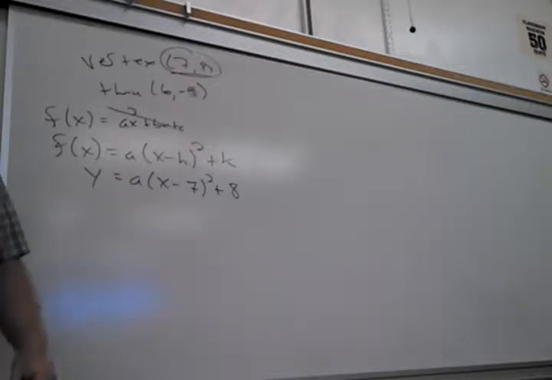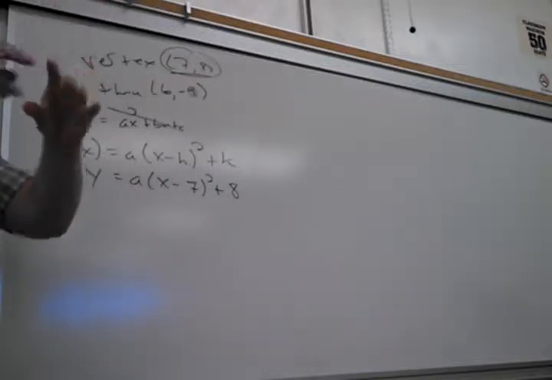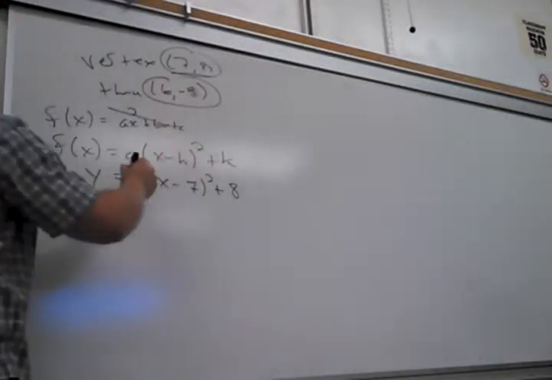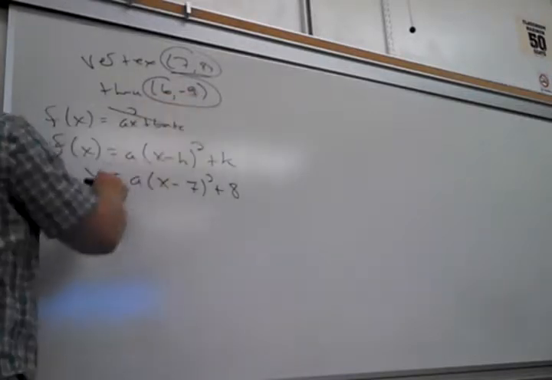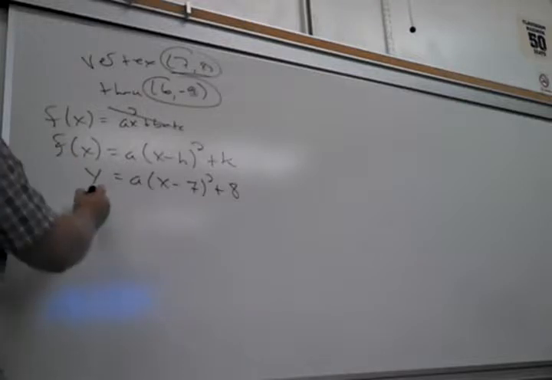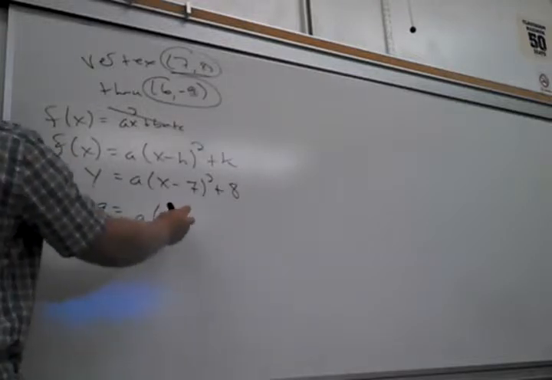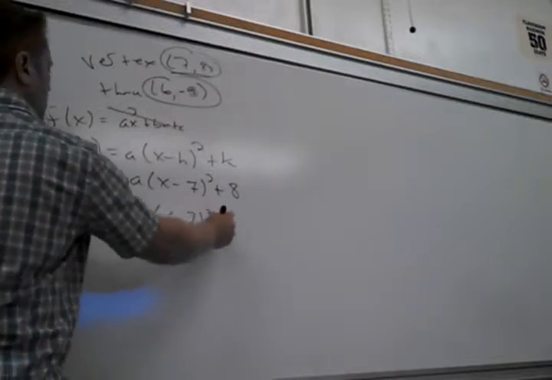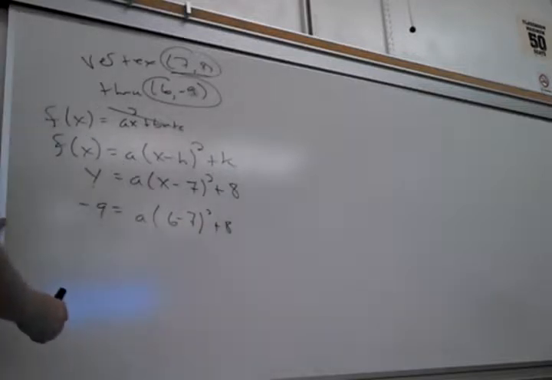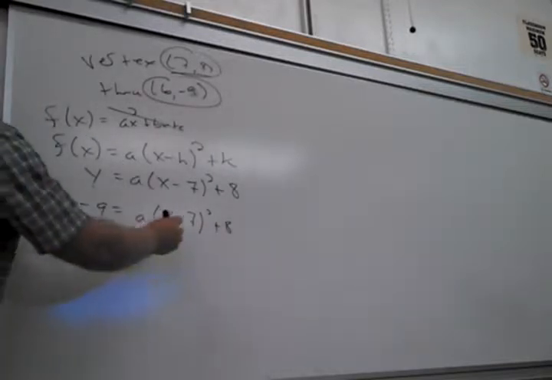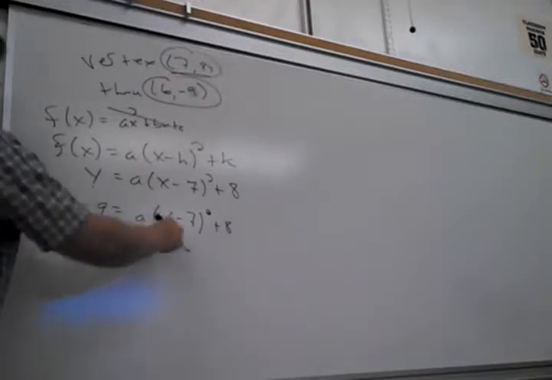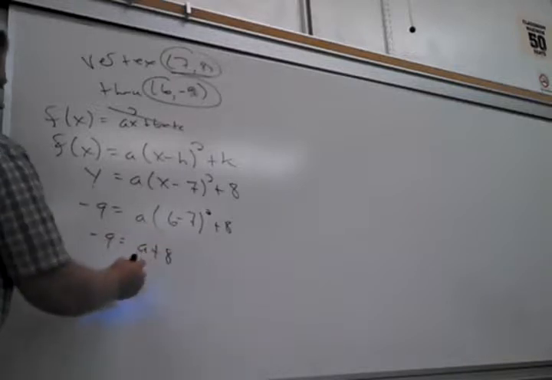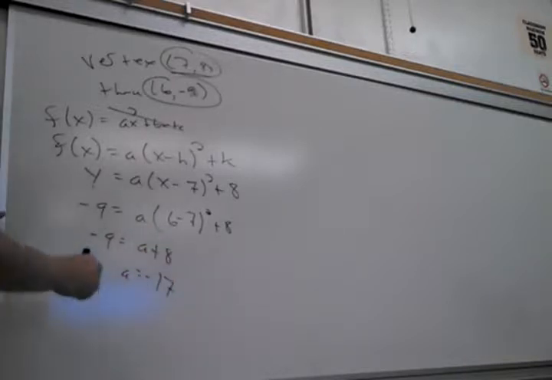You plug the point in, right? So I know it goes through the point (6, -9). So where can I put 6? x. And -9 goes there. I did that and I kept getting the wrong answer. So you get -9 equals 1a plus 8, so a equals -17.